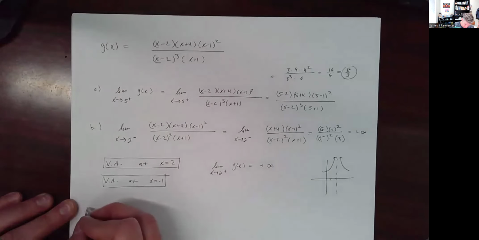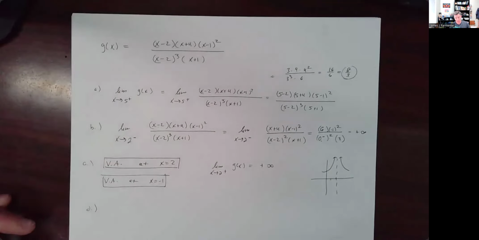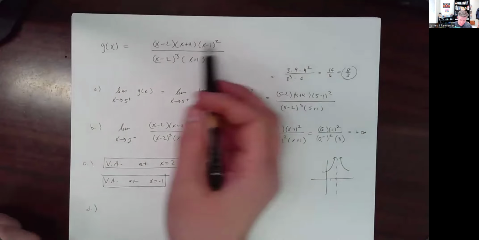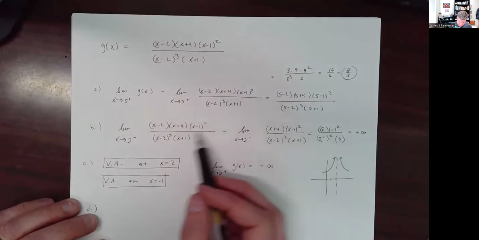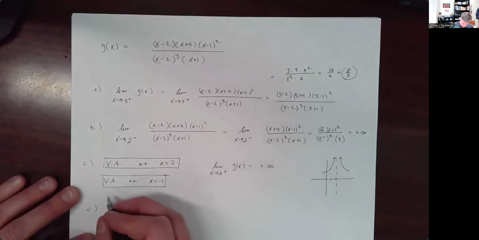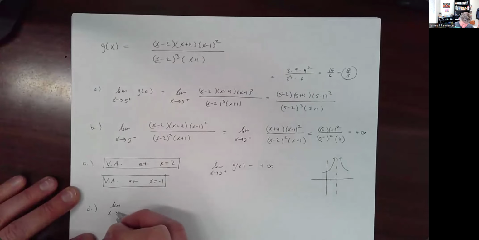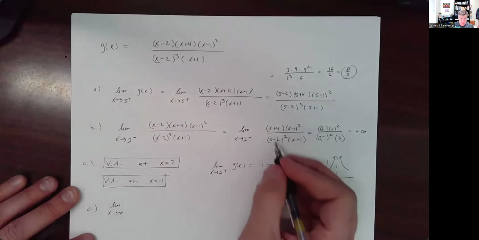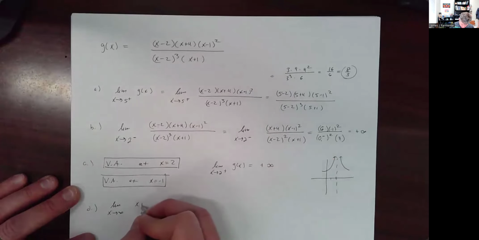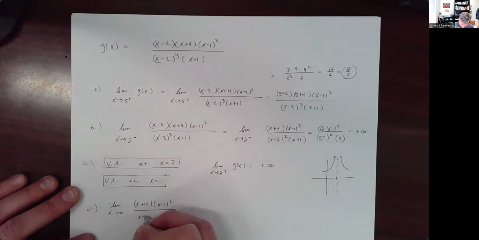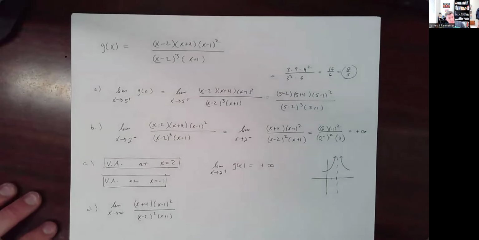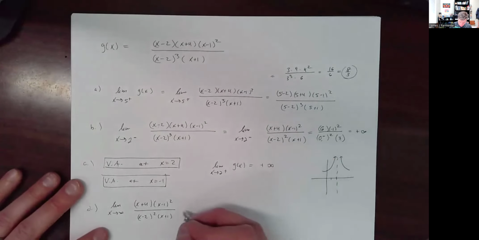For the horizontal asymptote, I guess this is part C here, you have to compare the power on top to the power on the bottom. So here, let's look at the simplified version. We look at the limit as x goes to infinity of the simplified version here: x plus 4 times x minus 1 squared, over x minus 2 squared times x plus 1. If you were to multiply this out, I'm not really going to multiply that. Watch what I'm going to do here.